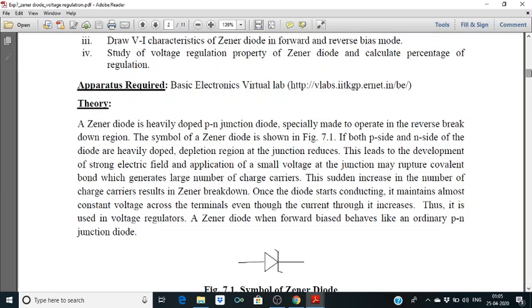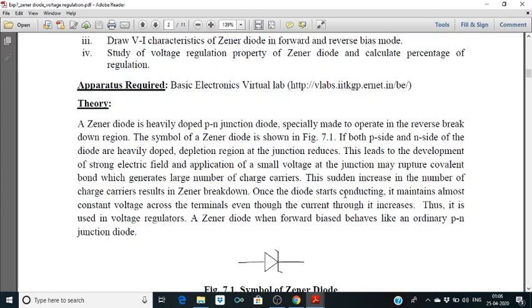So electrons from the valence band at the p side will easily tunnel to the conduction band at the n side. This leads to a strong electric field, and application of small voltage at the junction may rupture covalent bonds, which generates a large number of charge carriers. This sudden increase in number of charge carriers results in Zener breakdown, and the voltage at which this breakdown occurs is known as Zener breakdown voltage.